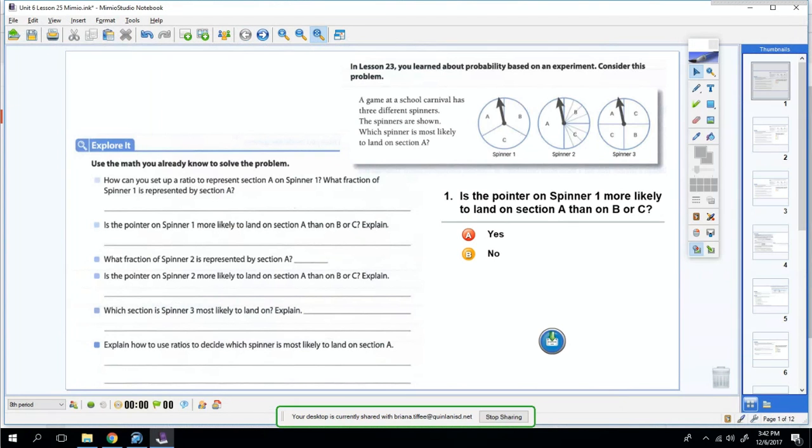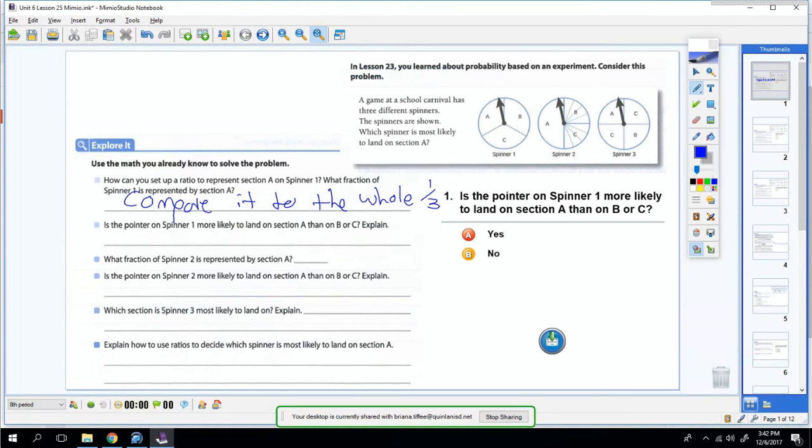So how can you set up a ratio to represent section A on spinner 1? What fraction of spinner 1 is represented by section A? What I would say is compare the part taken up by section A to the whole. It represents 1/3. So compare it to the whole, and that would be 1/3.